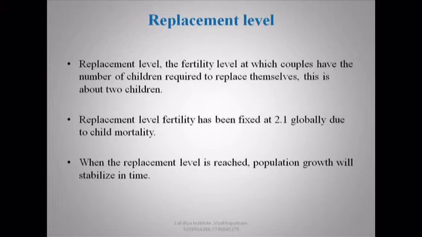Replacement level. Replacement level, the fertility level at which couples have the number of children required to replace themselves. This is about 2 children. Replacement level fertility has been fixed at 2.1 globally due to child mortality. When the replacement level is reached, population growth will stabilize in time.